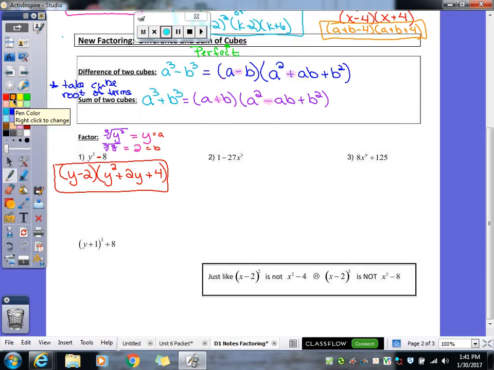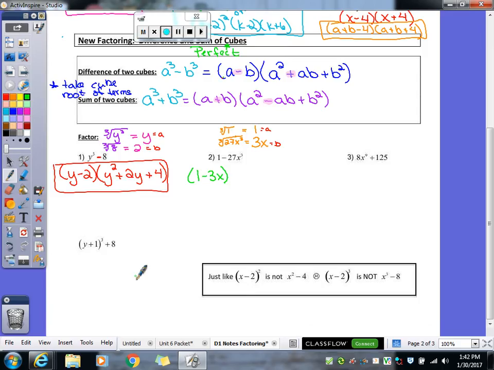So let's try the second one. So again, I'm going to take the cube root of both my terms first. So what's the cube root of 1? 1. What's the cube root of 27? 3. And then our x, we would divide that exponent by 3, so we would just get 3x to the first. So again, using that formula up above, the 1 would be our a, the 3x would be our b. Again, this was a subtraction, so I'm using the first one up here.